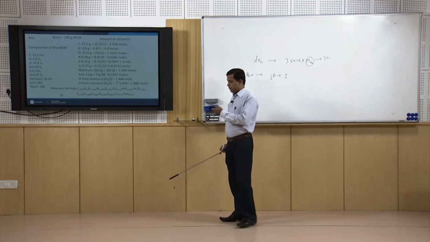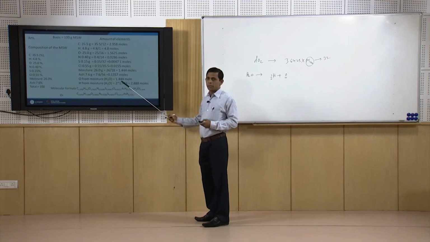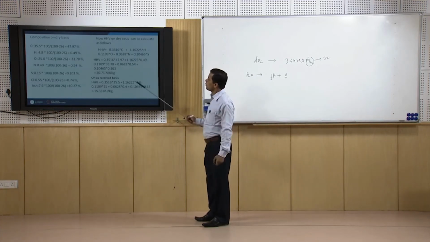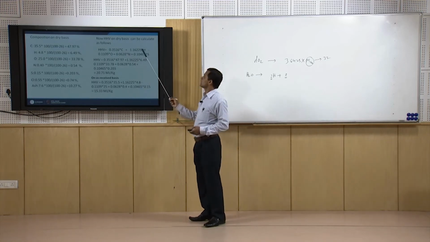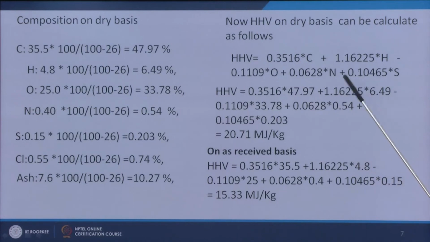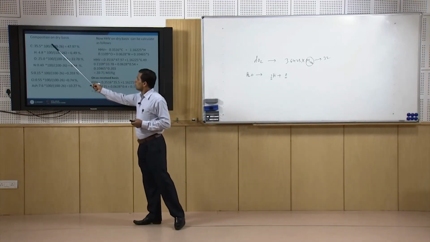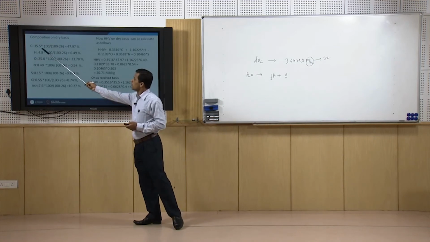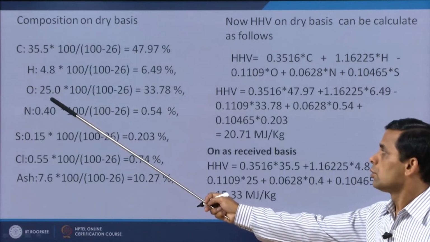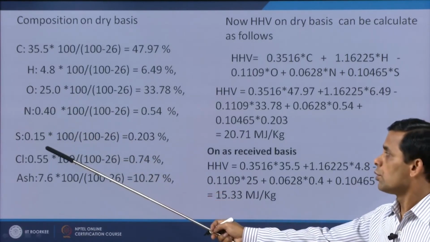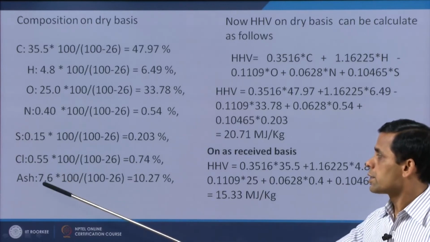So, this will be required to solve the second part. But if we want to solve the first part, we need only the percentage of carbon, hydrogen, oxygen, nitrogen, and sulfur, because this formula is given. So, we have two bases, one is as received basis and another is dry basis. On as received basis, we have 35.5 carbon, 4.8 hydrogen, 25 oxygen, 0.4 nitrogen, 0.15 sulfur, and 0.55 chlorine, and 7.6 ash.